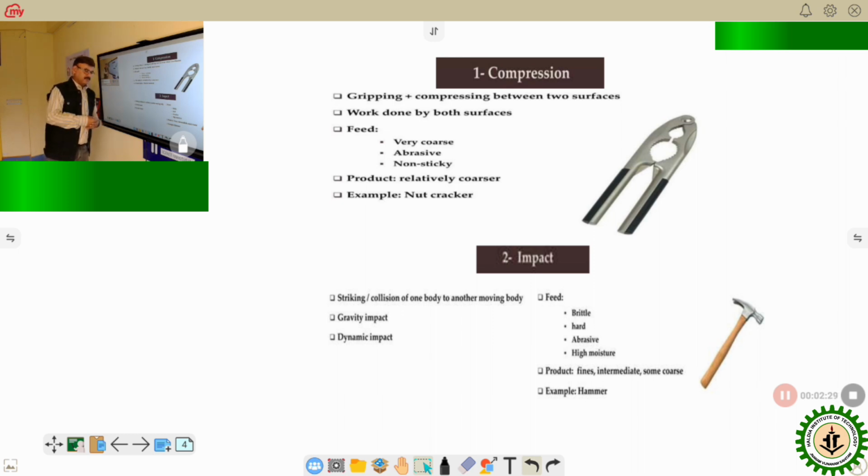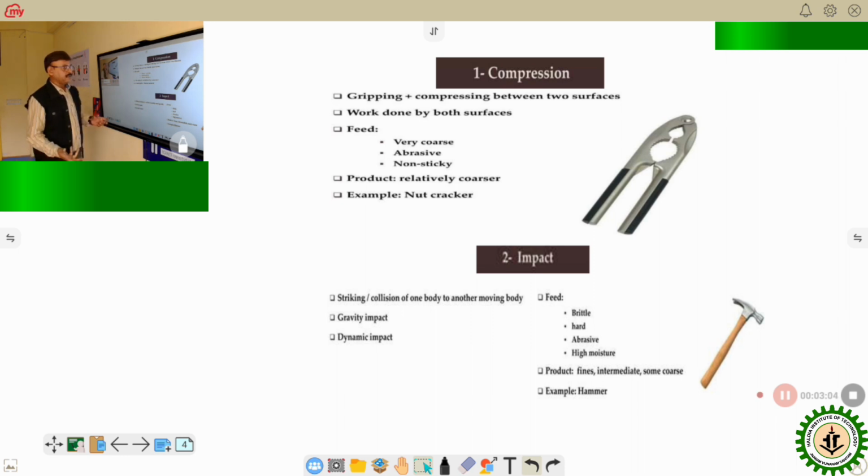Another method is impact, which is also a fruitful means for size reduction. Generally, impact is given by means of a hammer. This involves striking or collision of one body with another moving body, or gravity impact or dynamic impact. These are the different ways of putting impact on the material to be crushed.